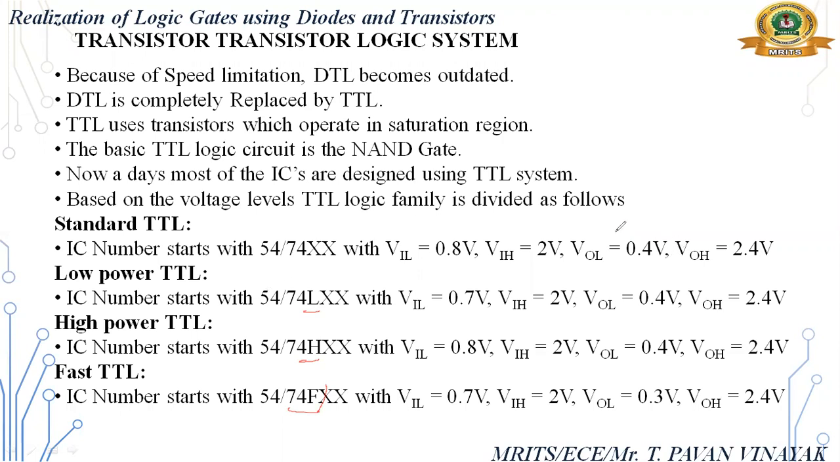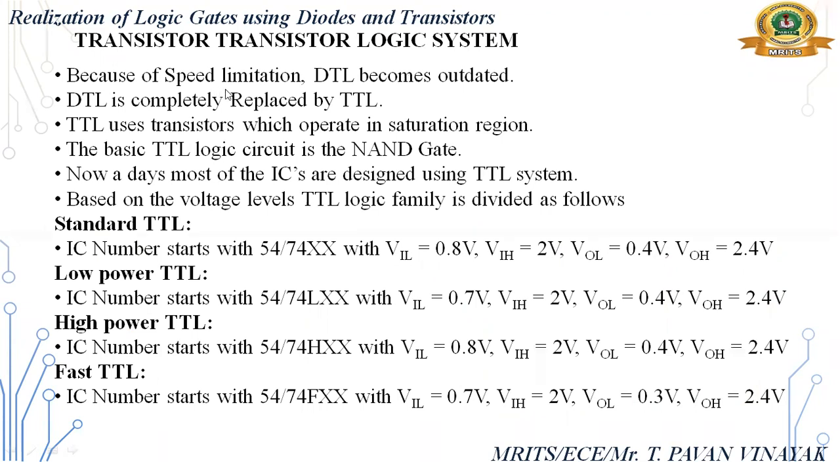And voltage levels. VIL is 0.8 for standard and high power. For low power and fast TTL, VIL is 0.7. Next, VIH is common for all logic families. And VOL is 0.4 for the first three, and for fast TTL, VOL is 0.3. VOH is again common for all logic families.